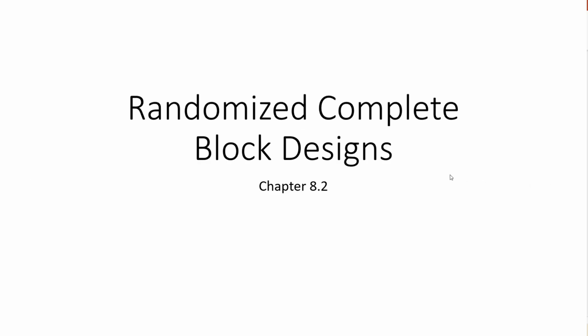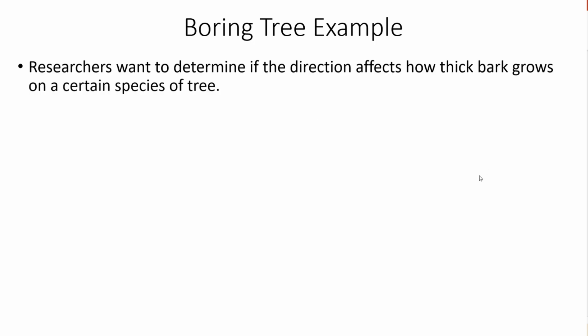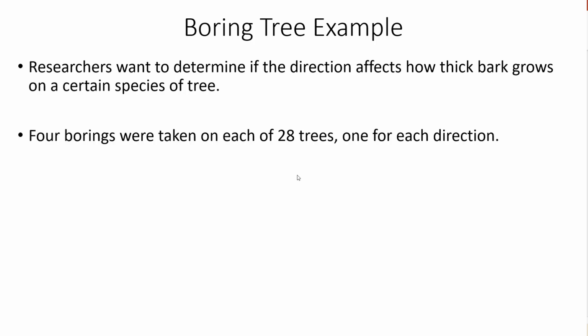For this video, we're going to talk about one of the most common designs in experiments, what we call a randomized complete block design. Our example we're going to be talking about in this video is the boring tree example. So let's say researchers want to determine if the direction affects how thick bark grows of a certain species of tree. So what they did was they took a random sample of 28 trees growing out in the woods, and then 4 borings, hence boring tree example, were taken on each of these 28 trees, one for each direction.